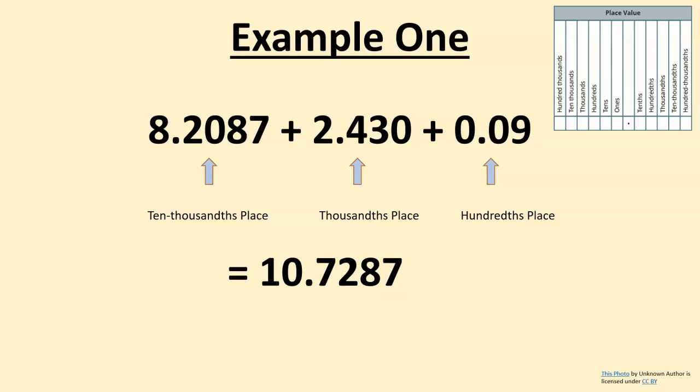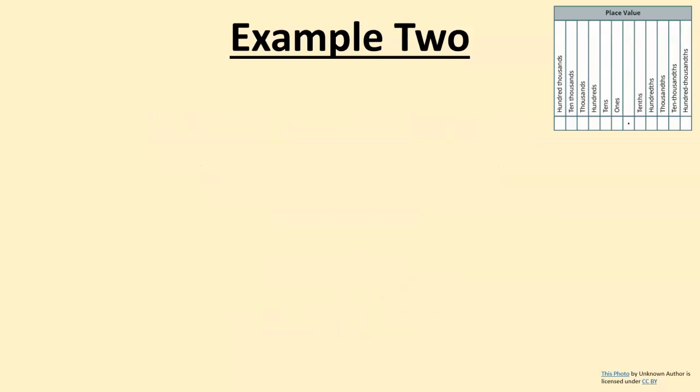We get 10.7287. Now, the rule that we want to remember is that we're going to round to the least precise number in the given equation. What that is in this particular given problem is going to be the hundredths place. So we round our 10.7287 to 10.73, and that will be our final answer.